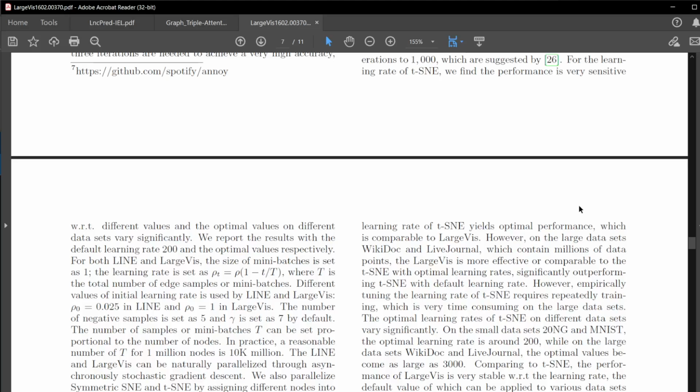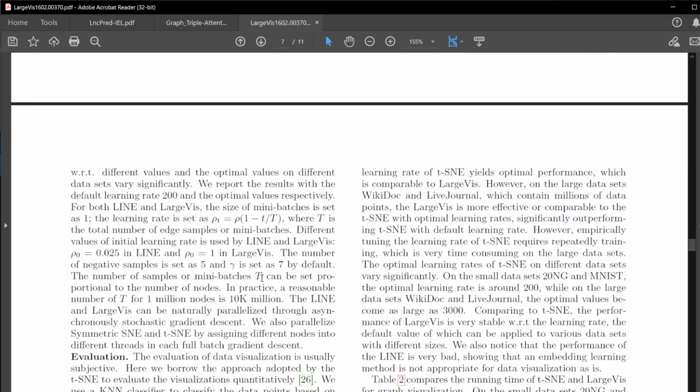For both LINE and LargeVis, the size of mini batches is set as 1, the learning rate is set as rho_t = rho_0(1 - t/T), where T is the total number of edge samples or mini batches. Different values of initial learning rate are used by LINE and LargeVis. Rho_0 equals 0.025 in LINE and rho_0 equals 1 in LargeVis. The number of negative samples is set as 5 and gamma is set as 7 by default.